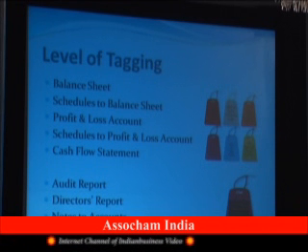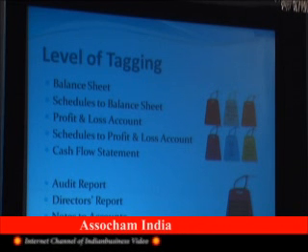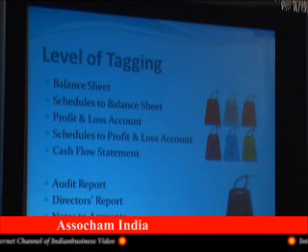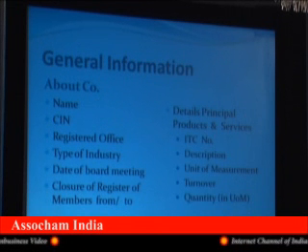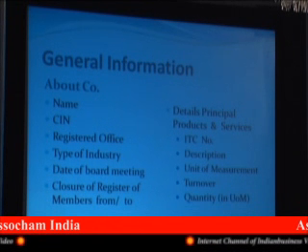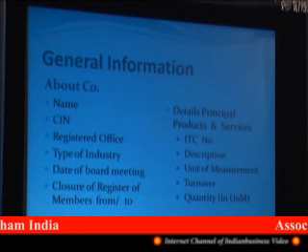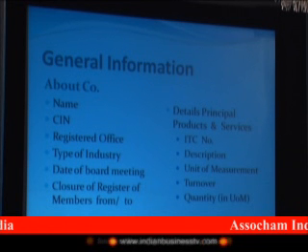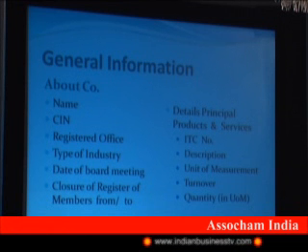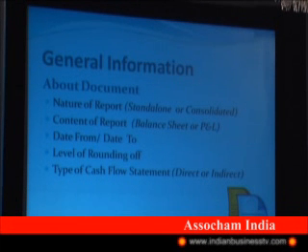Besides that, we have the audit report, director's report, and notes to accounts. For these we have text block tagging. Let's see how. Then again, general information about the company, I think we are generally giving, but some additional things are there like CIN. CIN also has to be given for the company. Then other things, details of principal products, etc., we are also presently giving. They have to be given later on also.